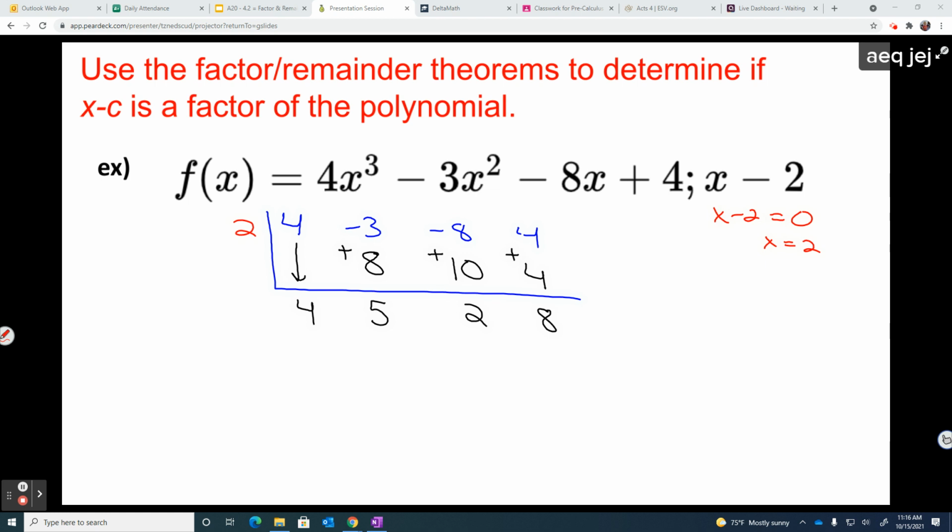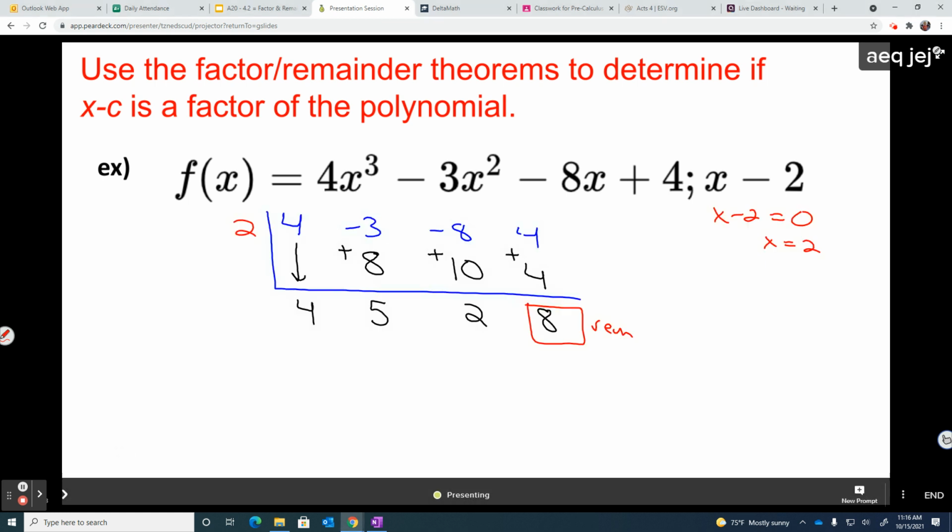So we got all these numbers. The only number that we actually care about, at least for right now, is this one. This is the remainder. The last number is the remainder. So that's the only number that we're going to look at. These other numbers are important, just not for what we're doing right now, but they are important.